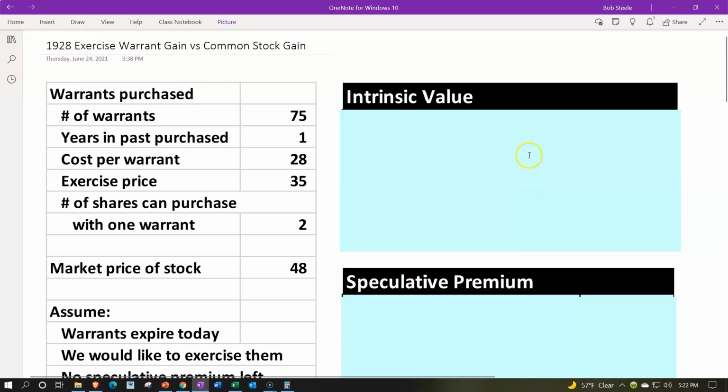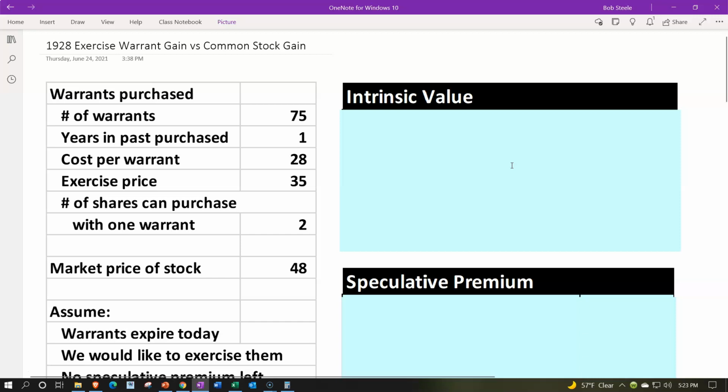We're looking at our warrants once again, thinking about our situation where we're going to exercise the warrant in the future and compare and contrast the gain that might be related to the warrant versus a gain that possibly could have happened if we purchased the stock instead.